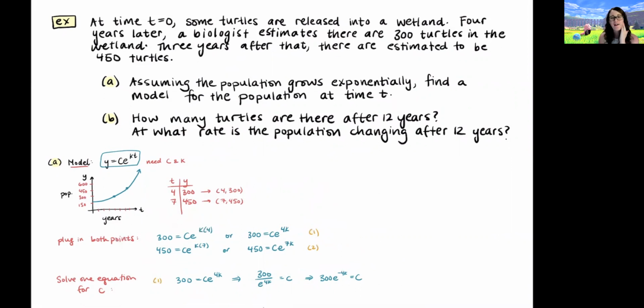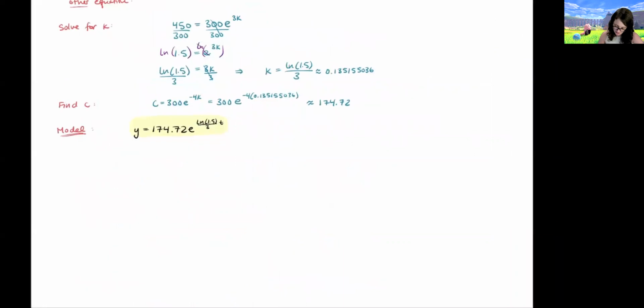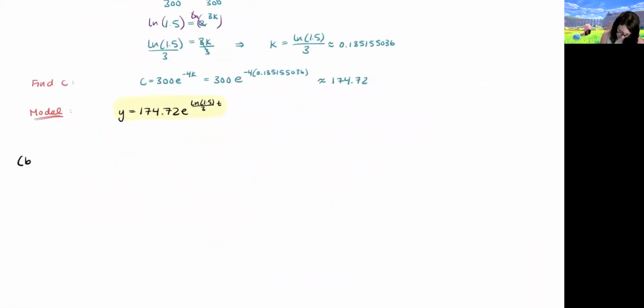Anyway, in part B, we want to know how many turtles are there after 12 years and at what rate is the population changing after 12 years? Okay, so now we found this formula. It's actually relatively straightforward to answer these questions. So for part B, we want to know the population at 12 years. So in other words, at t equals 12. So we're just going to plug in a 12 for t.